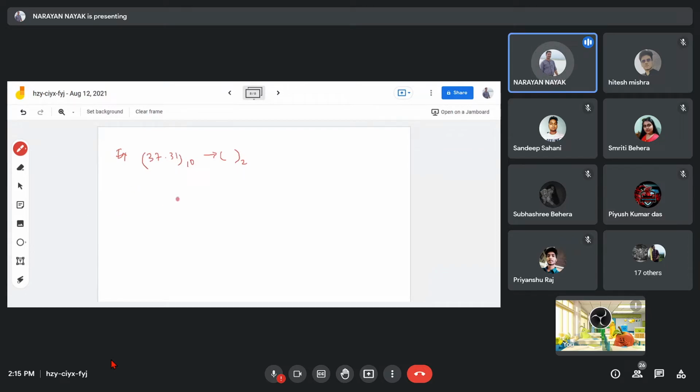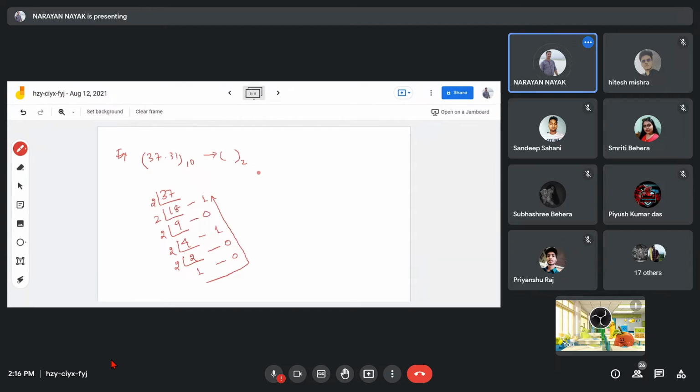First, for the real number, that is 37, you have to divide by 2, that is 18. The remainder is 1. Then 2, 9. The remainder is 0. 2, 4. The remainder is 1. 2, 2. The remainder is 0. 2, 1. Remainder is 0. So this is the value you got. The binary of 37 you got is 100101.